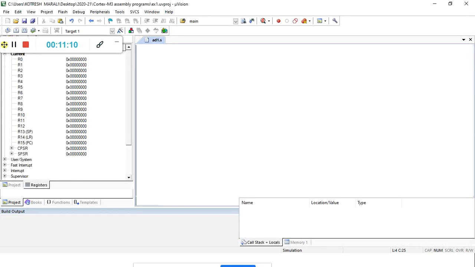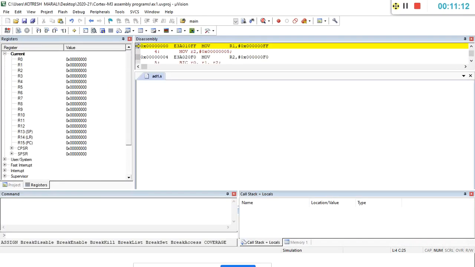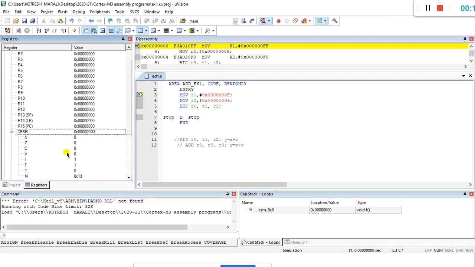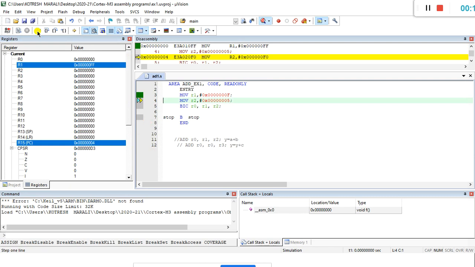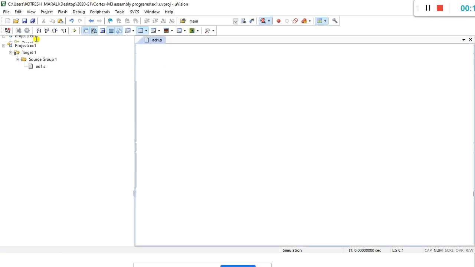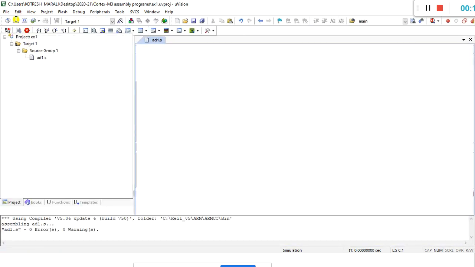Now try to observe the status flag. See here, right now in the status flag there is no negative, zero, carry as such, and we'll move to step by step execution. In R1 we got F, and okay, sorry, I could not build this program. Let me come back once again. So it is taking the previous data.